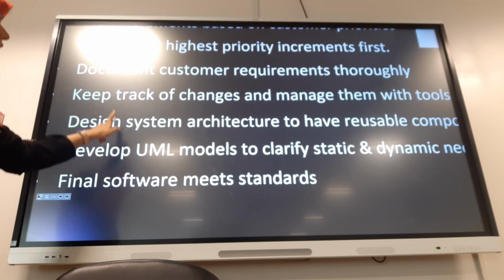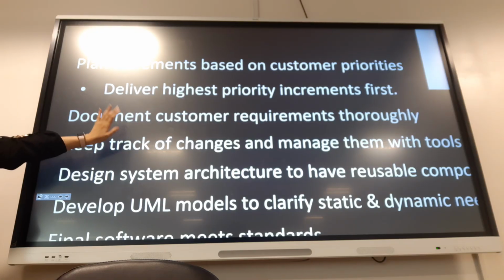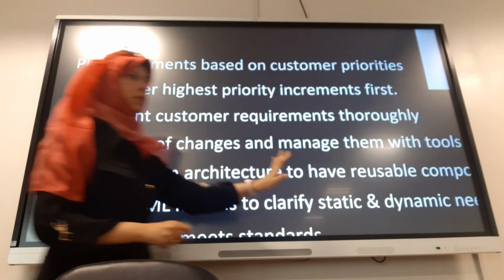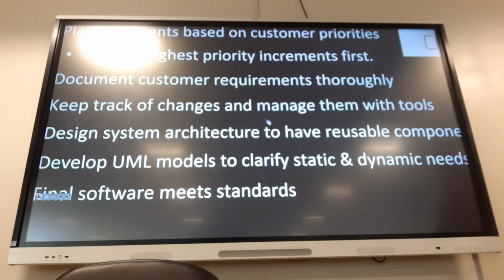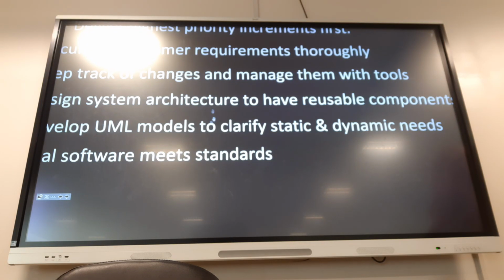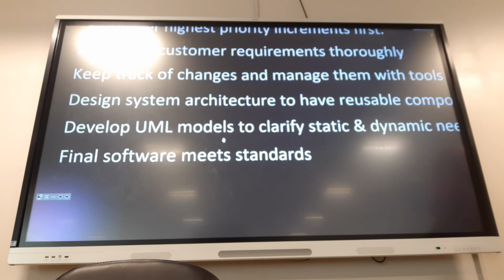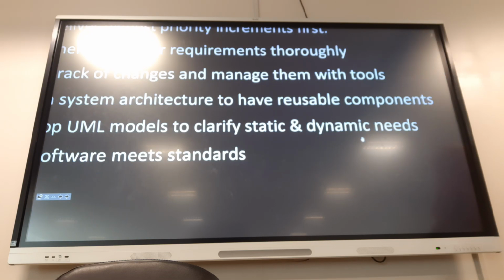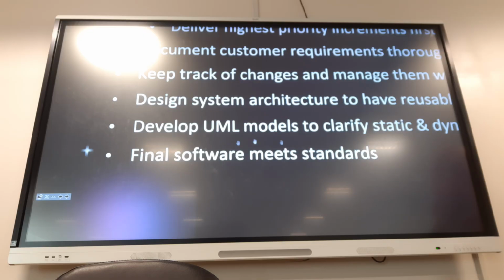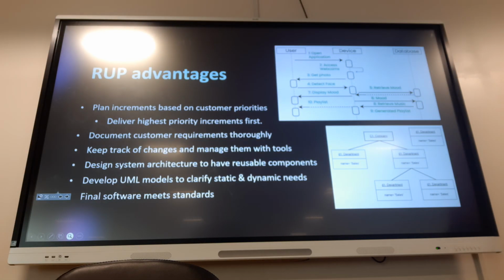Documentation. Now this one is not affected. Here, we document everything perfectly fine, okay? We still keep track of changes. We manage them even with tools. And we design the architecture to be reusable, so every component is separate. We can reuse and build on top as much as needed. We have the UML models to take care of static and dynamic needs, and a final software that meets our own standards. Good? Clear? Okay.